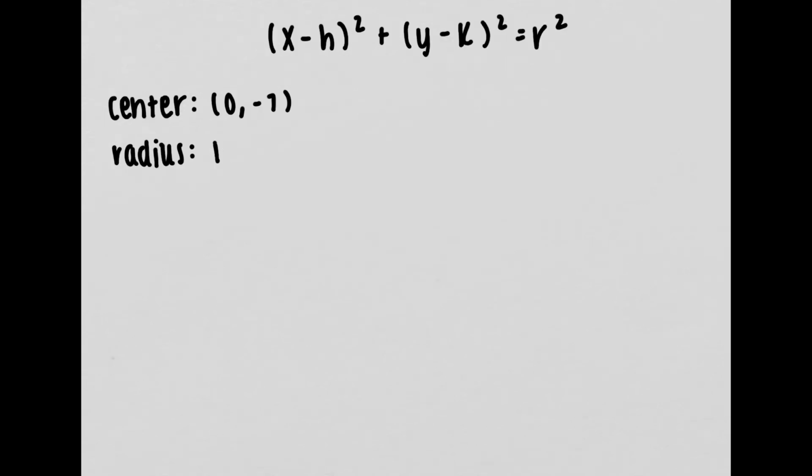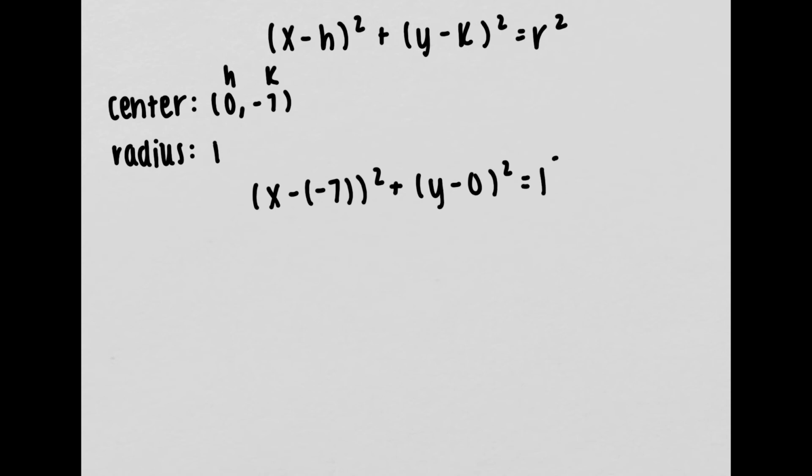Now my second equation I want you to write has a center at 0, -7, and a radius of 1. So I'm going to label my center as h and k. And so now I'm going to plug it into that equation at the top. I have x minus h, which is a -7, squared, plus y minus k, which is a 0, squared. And it's equal to r squared. My radius here is 1, so 1 squared.